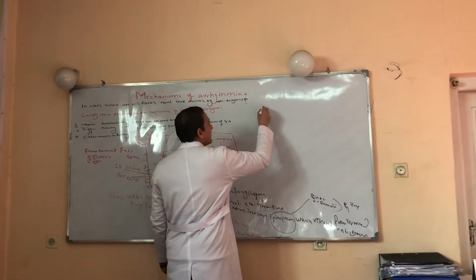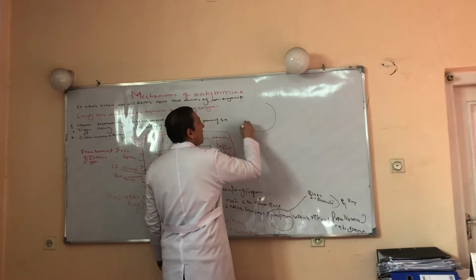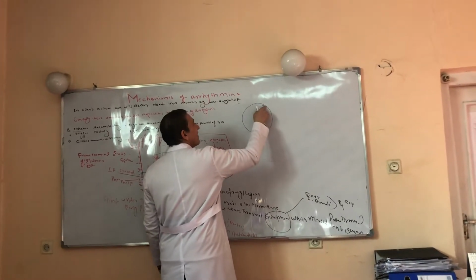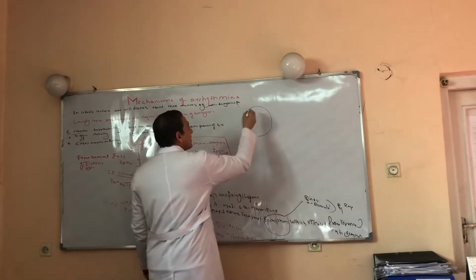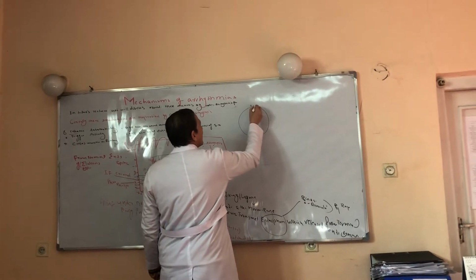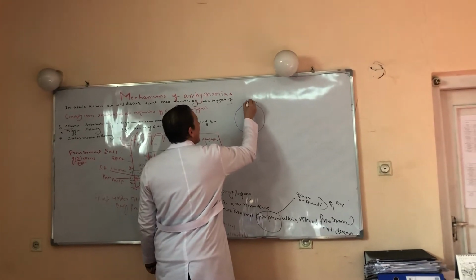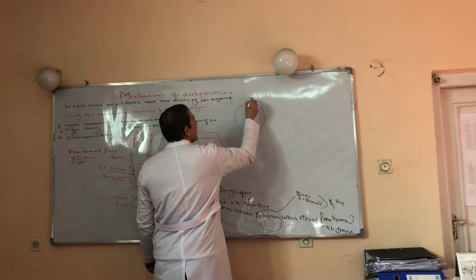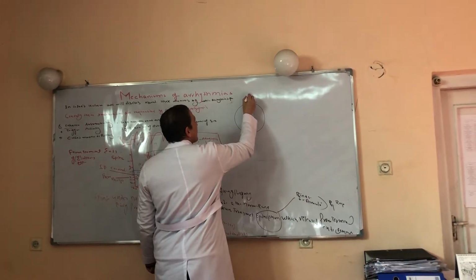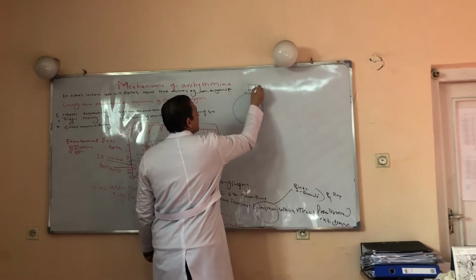And this is the first circle. And this is called the 12 o'clock position. Or suppose this is the SA node, and after 1.2 seconds, one impulse is produced.